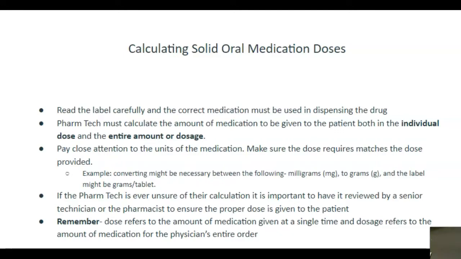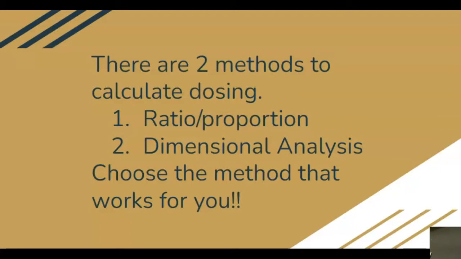So remember, dose refers to the amount of medication given at a single time, and dosage refers to the amount of medication for the physician's entire order. So those are the differences. You need to keep those words in mind because we are going to be starting to do word problems and it can get a little confusing. So there are two methods to calculate dosing, dose or dosage, and we can do ratio proportion or we can do dimensional analysis. So first we're going to start with ratio proportion.